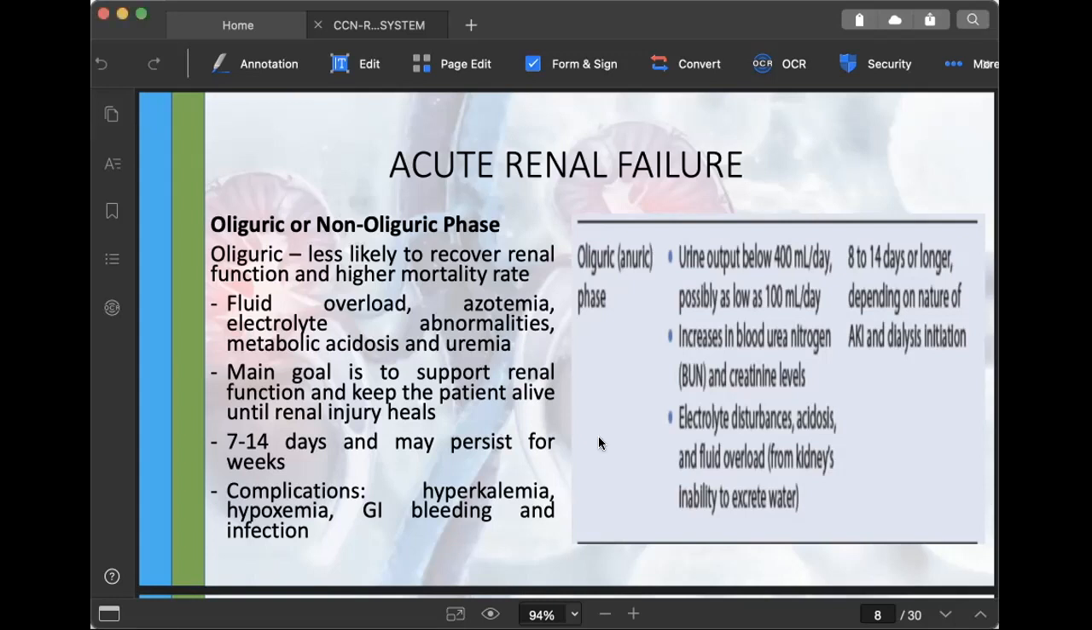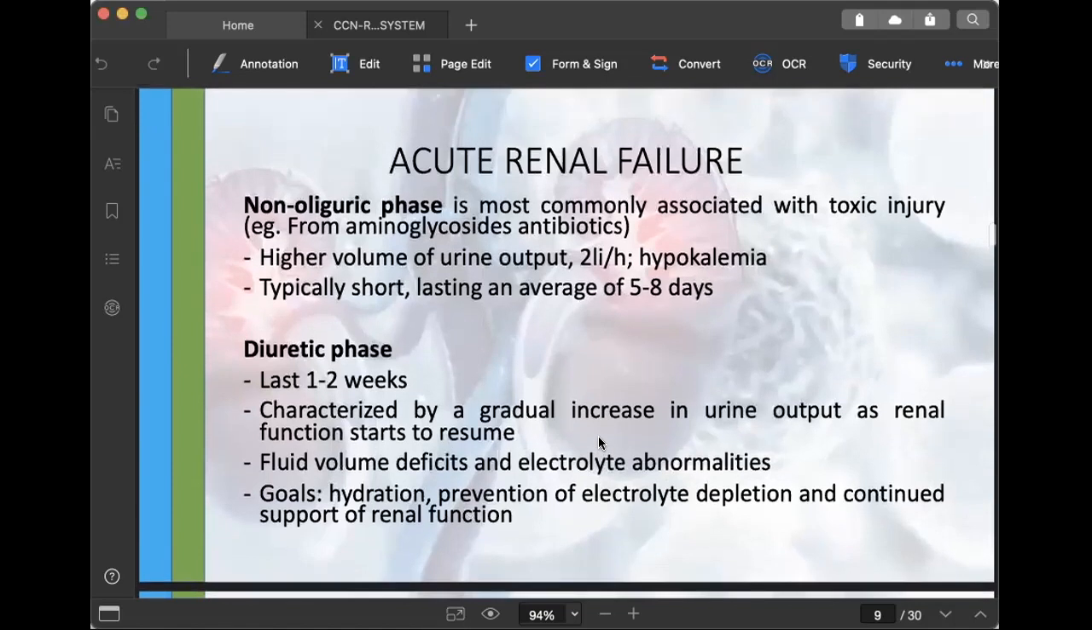Okay, now let's go here. Again, your non-oliguric phase or oliguric phase can be skipped and patients can go directly from onset to your diuretic phase. Now, your diuretic phase can last from 1 to 2 weeks, characterized by a gradual increase in the urine output as renal function starts to resume.